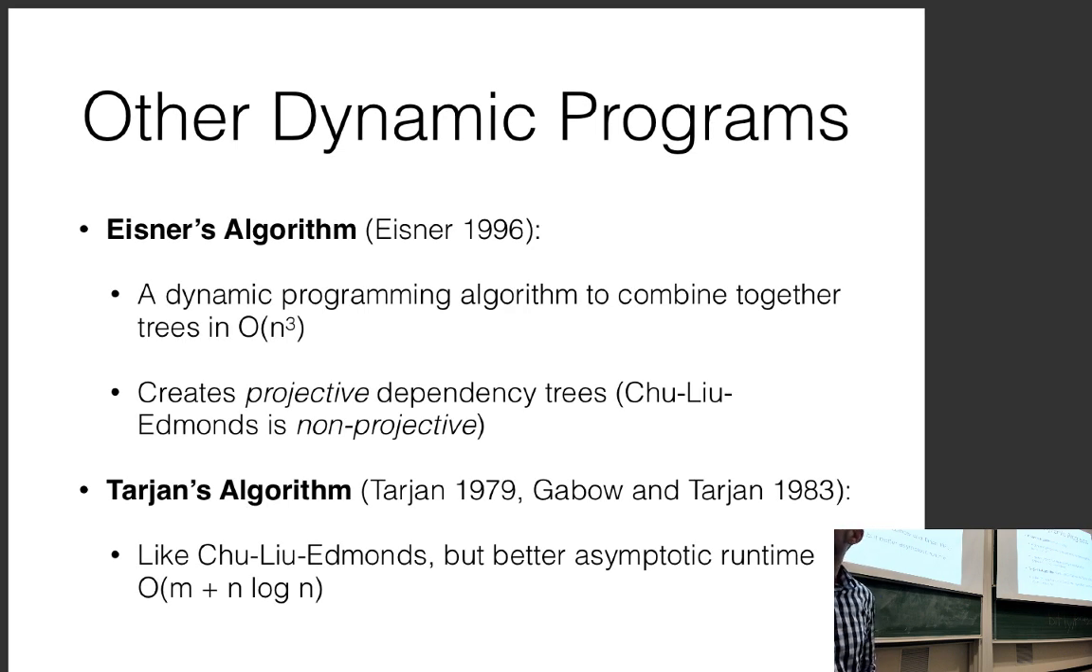There's also Tarjan's algorithm, and this is what people use in serious graph-based parsers nowadays. It's like Chu-Liu-Edmonds, but it has better asymptotic runtime, but is significantly more complicated. So you can do this in n log n instead of quadratic time.